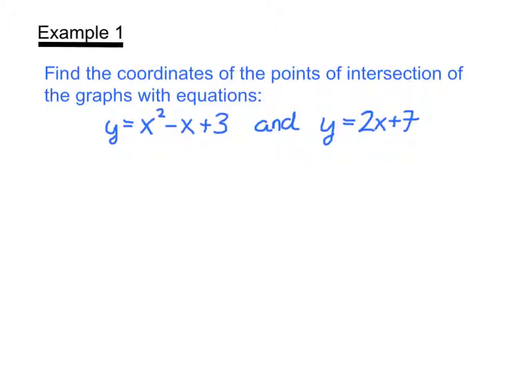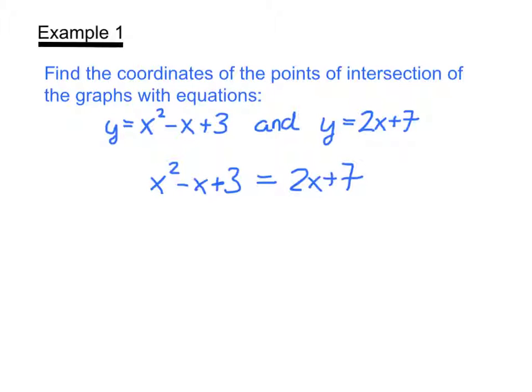So let's take a look at our first example problem. We're asked to find the coordinates of the points of intersection of the graphs with the following equations. We have y equals x squared minus x plus 3, and we have y equals 2x plus 7. Now, we're going to find the points of intersection when these two equations are equal. So we're really going to set these two equations equal to each other and simplify.